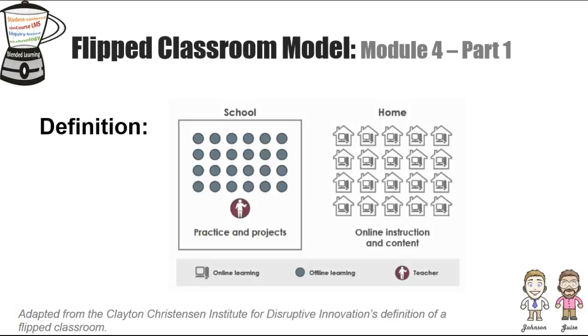You might remember this visual from Module 1, which just summarizes, again, how a flipped classroom works. When students are in school, that's when they're doing all their practicing, all their projects and group work. And then at home is where they're viewing content via online methods.